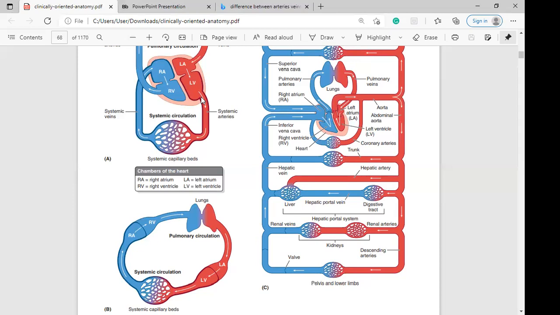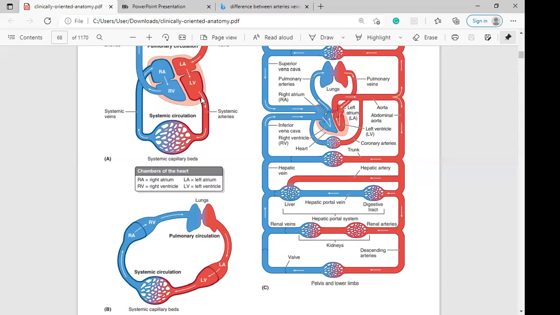The pulmonary valve is in between the right ventricle and the pulmonary artery. Good. And the aortic valve is in between the left ventricle and the systemic artery, the aorta. From the name, aortic valve. I know they use systemic artery, but it's aorta. Okay, good.